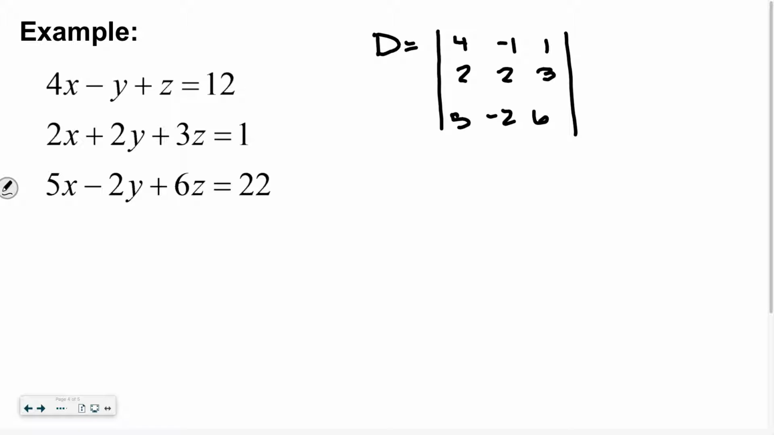I always kind of do a quick double check. Did I write down the numbers and the signs correctly? You could imagine if you do your first determinant wrong, then none of your answers are going to be right. That's going to be a bummer.